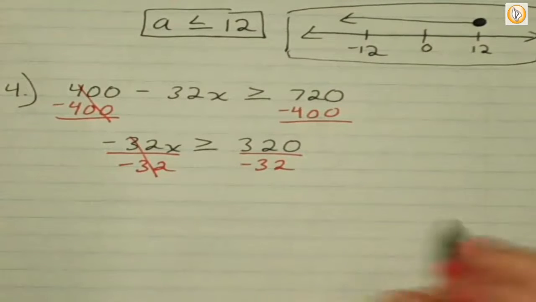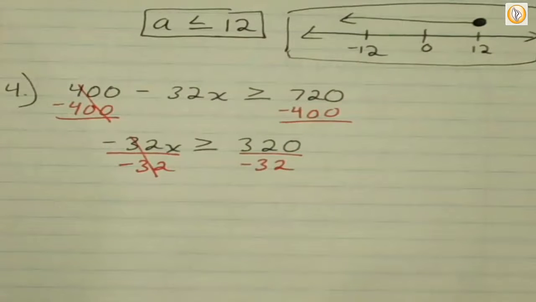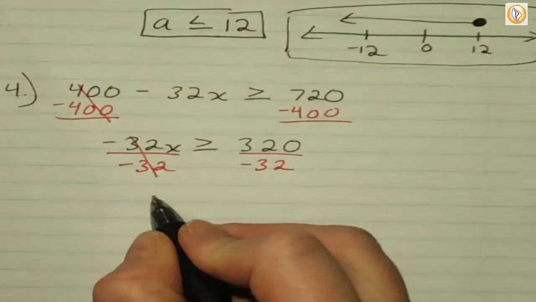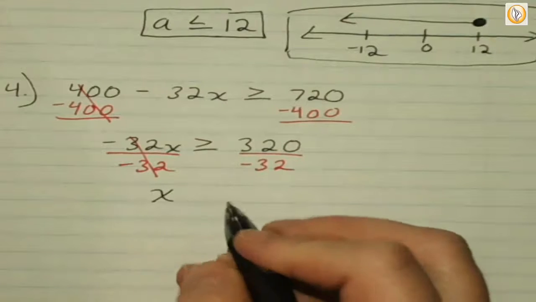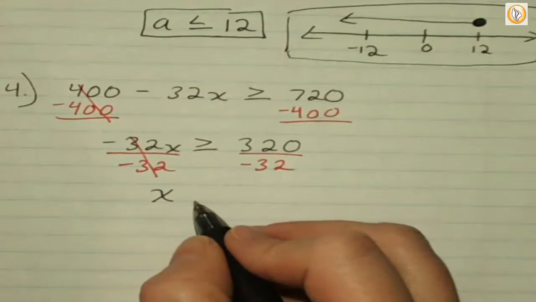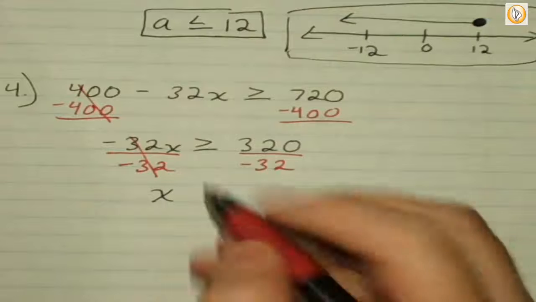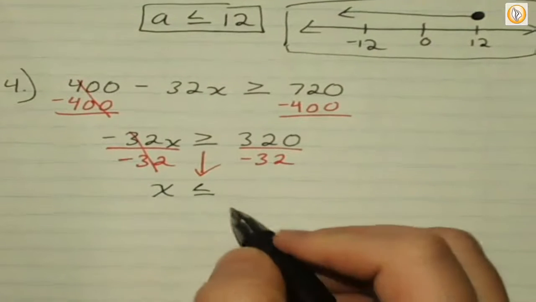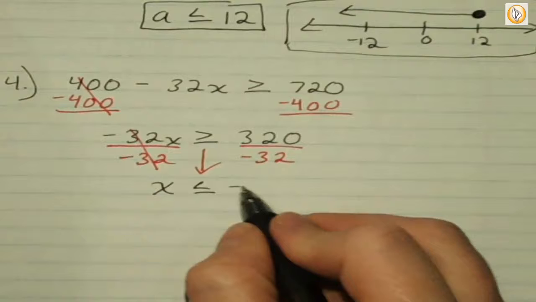Tell me what I get. Okay. Take your time. 10. Tell me the whole answer. Negative 10? Okay, but tell me the whole answer. X. X, you flip the sign. Negative 10. X is less than or equal to negative 10.